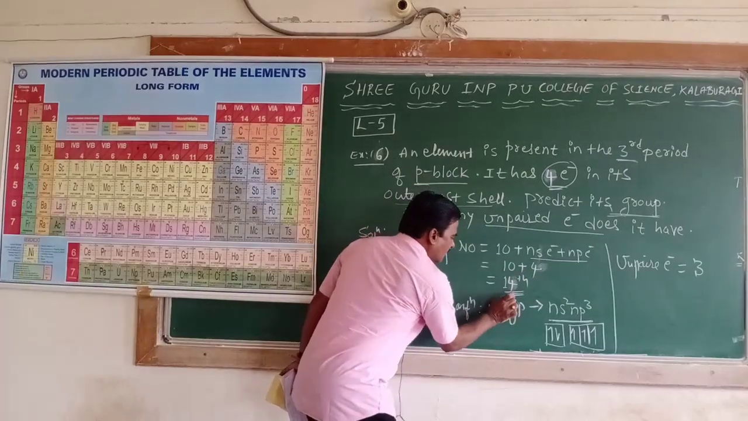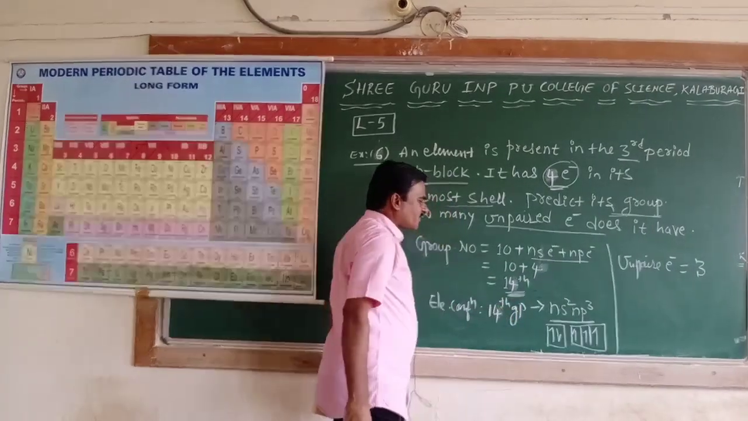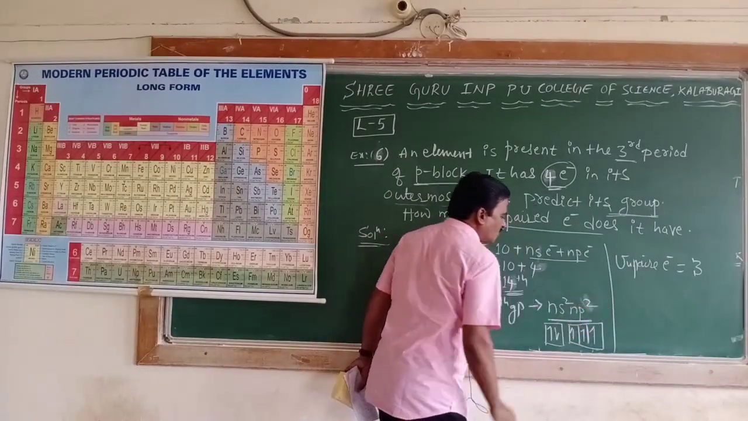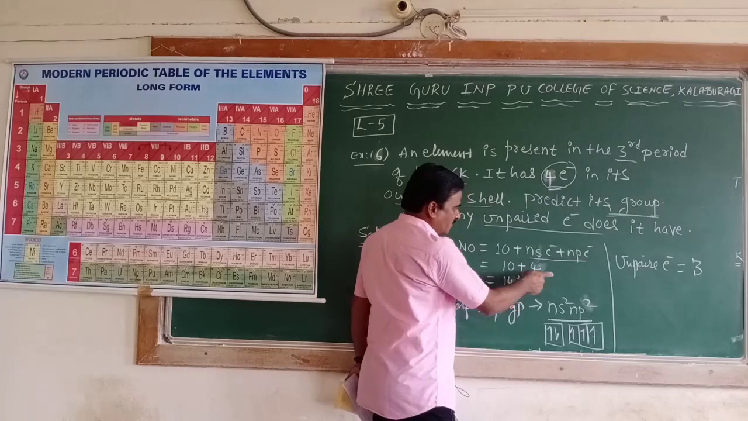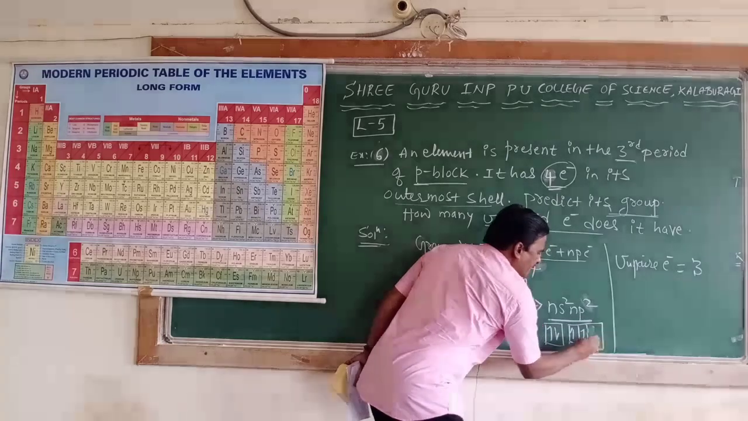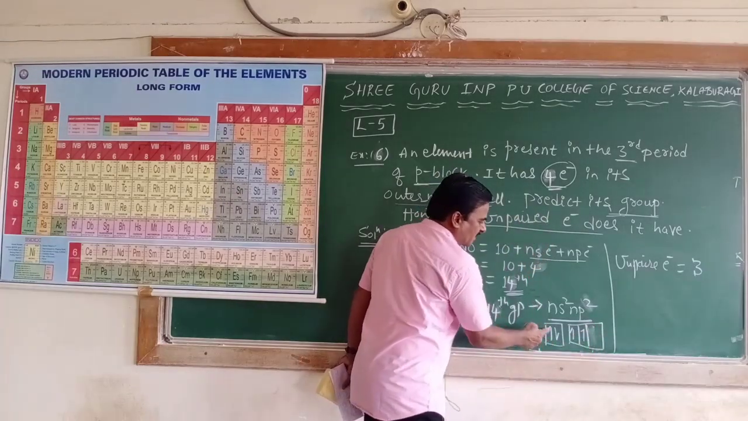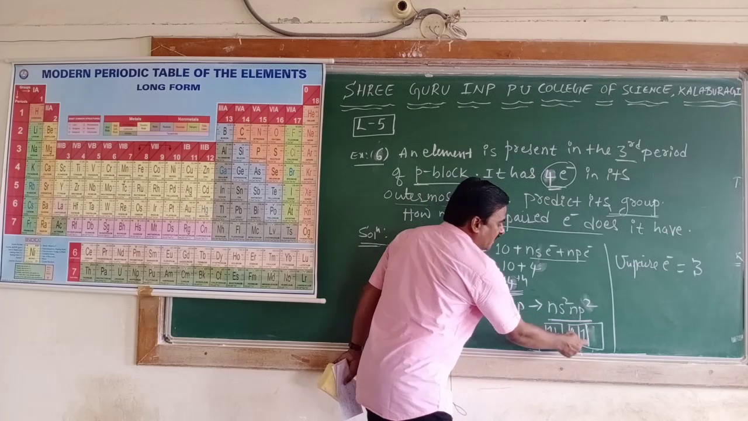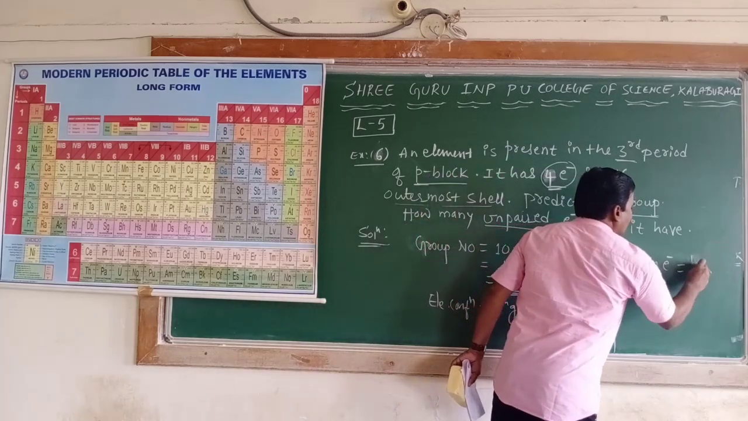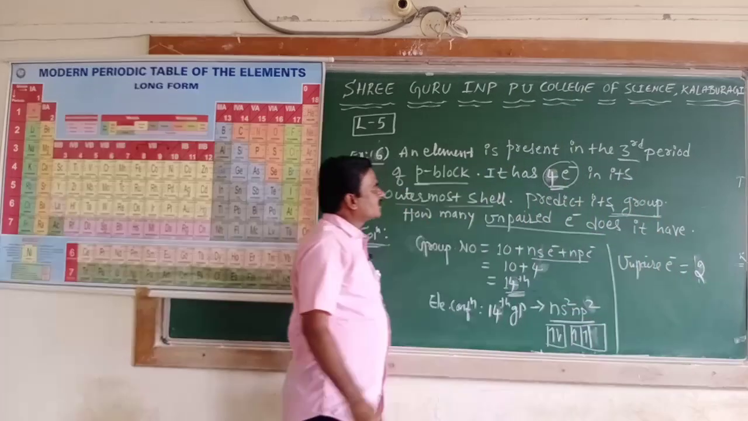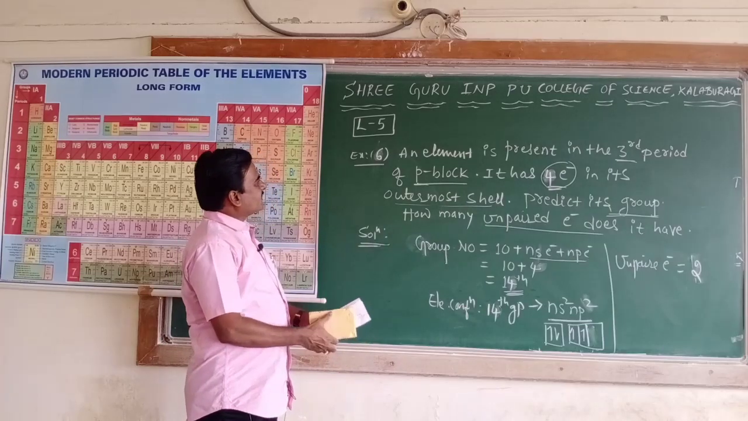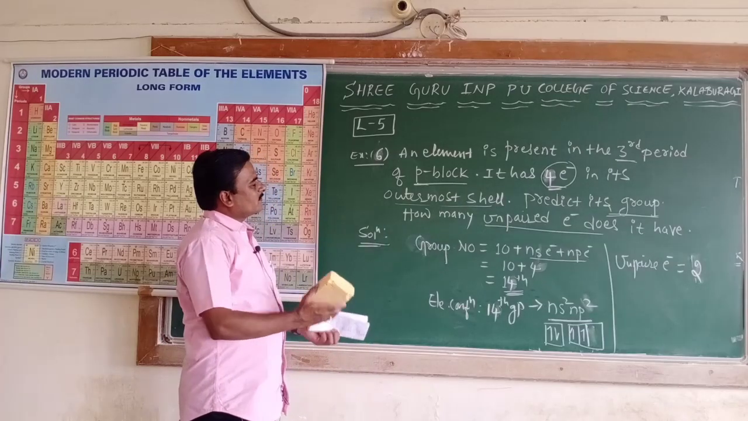So the general electronic configuration of the 14th group is ns2 np2. ns2 np2 means the remaining p orbital remains vacant, empty. So the s orbital is completely paired up. And how many unpaired electrons are there? You have 2 unpaired electrons in this case. Let's take the 7th example.